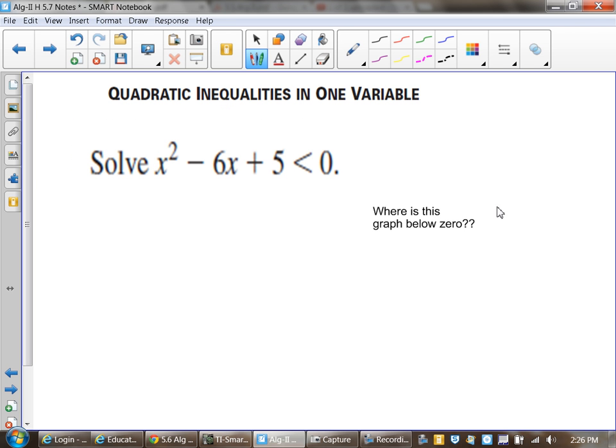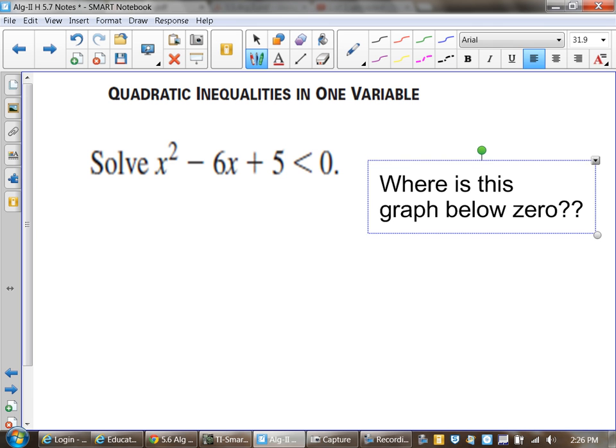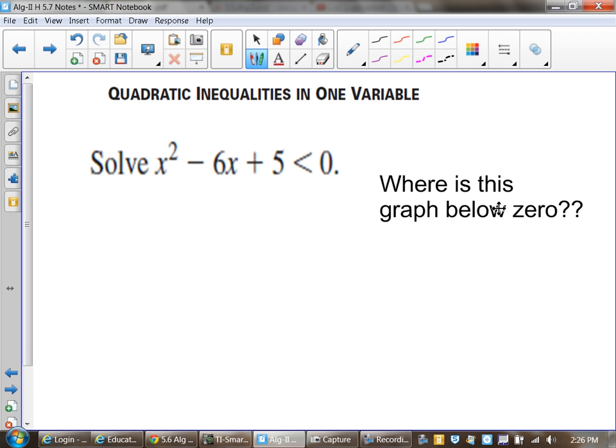And what this is asking us, if I'm looking at the problem, it says x squared minus 6x plus 5 is less than 0. What that is asking us is the following: where is the graph below 0? Where is the graph below 0? And since I'm only dealing with my x values, I only have one variable to worry about. If this was a greater than 0, what would it be asking? Where is it above 0? If it was less than or equal to, it would be where is it less than or equal to 0? Things like that. So once again, we start by graphing.